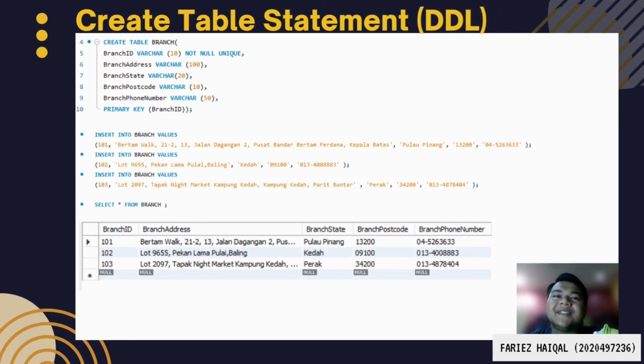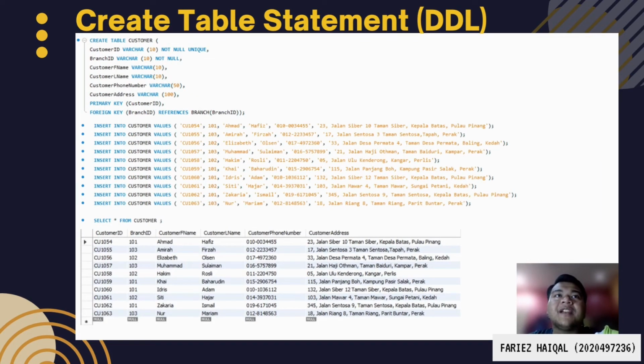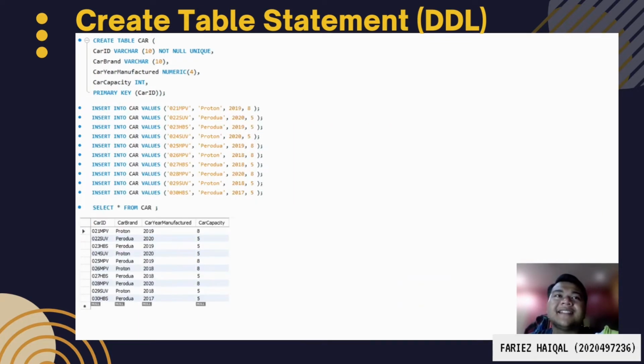Next, I will continue with DDL. To create a table, we need to put the table names, attribute names and data types of attributes. We also need to identify the primary key and the foreign key. For table branch, we have 5 attributes and the primary key is branch ID. For the table customer, we have 6 attributes and the foreign key is branch ID and the primary key is customer ID. For the table car, we have 4 attributes and the primary key is car ID.